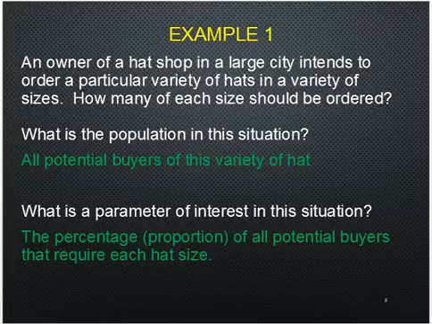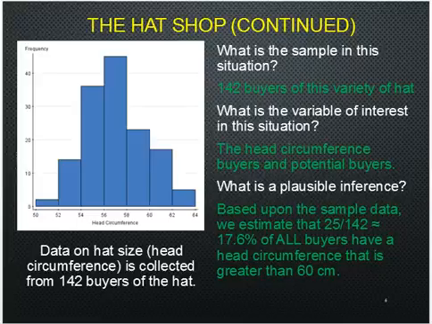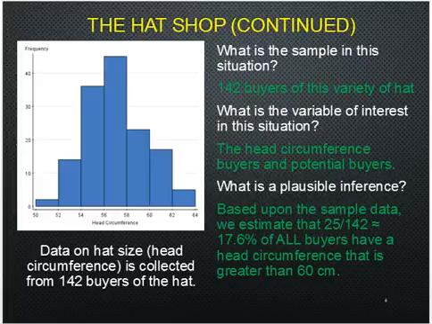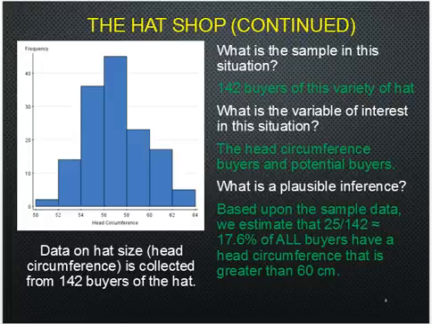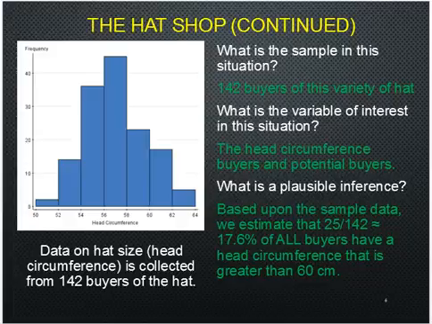Okay, continuing with this example, what this hat shop owner did was go out, essentially based upon perhaps historic data or collecting a sample of individuals that were in his or her shop. This hat shop owner collected a histogram, which is essentially a description of the collected data on hat size, measured by head circumference, from 142 buyers of that hat.